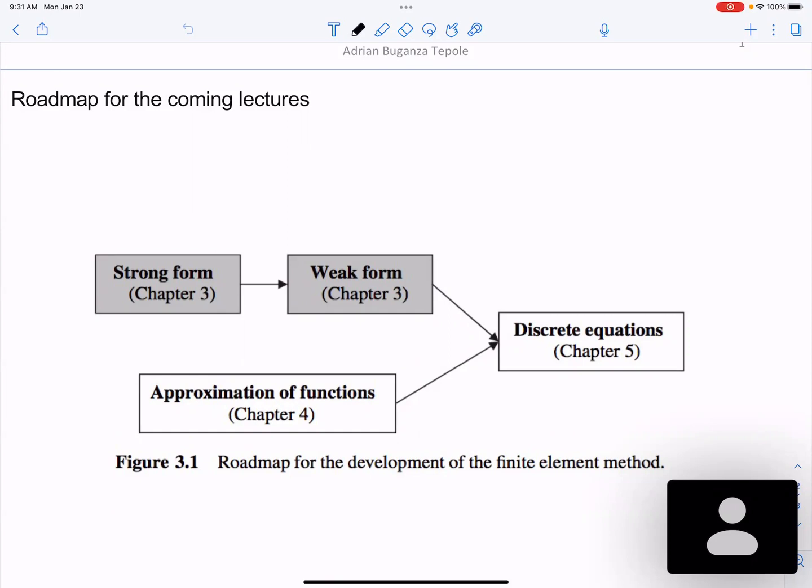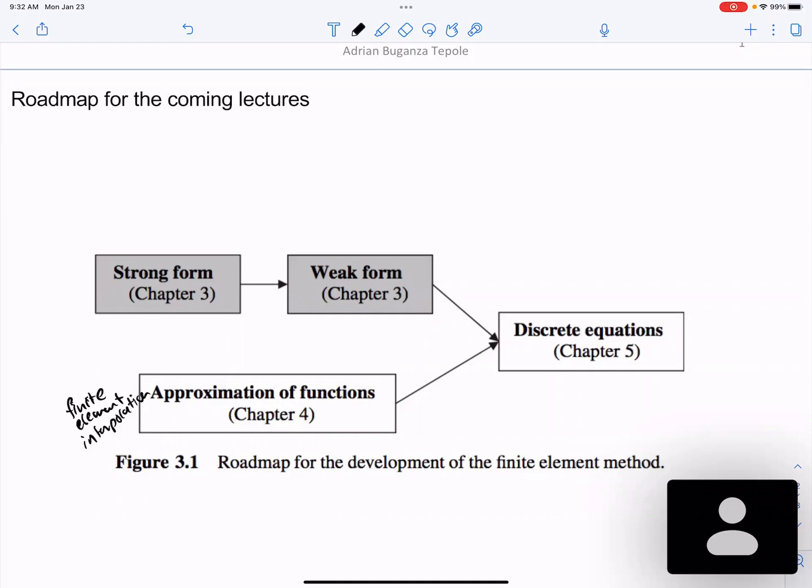Then later on, I think starting next week, we're gonna start with approximation of functions. And we're actually gonna introduce the concept of finite elements and finite element interpolation. So this is gonna be for next week. And then when we combine both of those, we're gonna get to the discrete equations for the elasticity problem and the heat transfer problem.